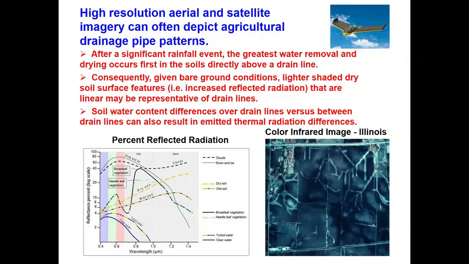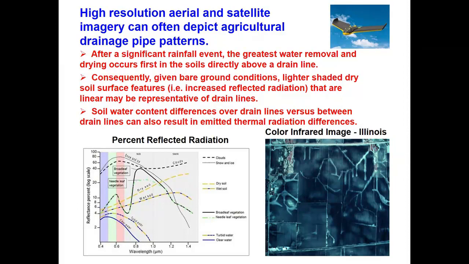Okay, well, why would drone imagery work for finding drainage pipes? Well, there's a scenario that you can look for where it can possibly give you good results in terms of where the pipes are. And that's, say, a couple of days or so after a really big rainfall event. What happens a couple of days after a big rainfall event is the soil directly over the drain line drains out and dries out first, and the soil between the drain lines remains wetter.